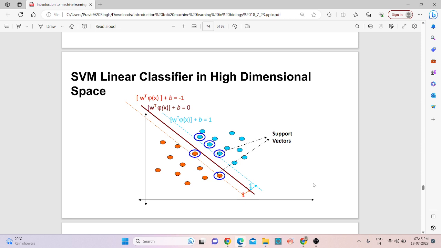So why is it known as support vector machines? After finding the best hyperplane, the examples which lie close to your hyperplane on both sides are known as support vectors. That's why it is known as a support vector machine.